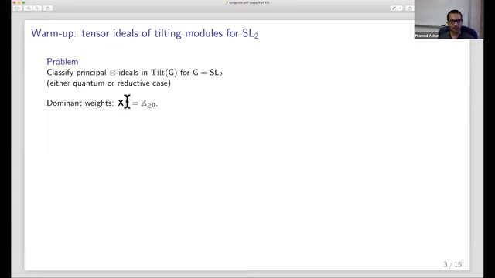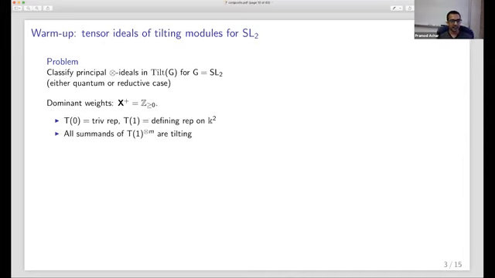Of course the dominant weights for SL2 you can identify with the non-negative integers. So here are some specific examples of tilting modules. The tilting module of highest weight 0 is the trivial representation. The tilting module of highest weight 1 is the defining representation of SL2. I mentioned that tilting modules are closed under tensor product, so if you take tensor powers of T1, you get tilting things. And in fact, you get everything this way. All indecomposable tilting modules are of the form T of m.